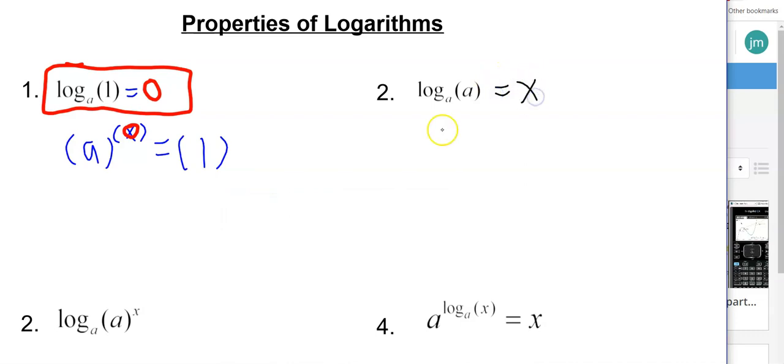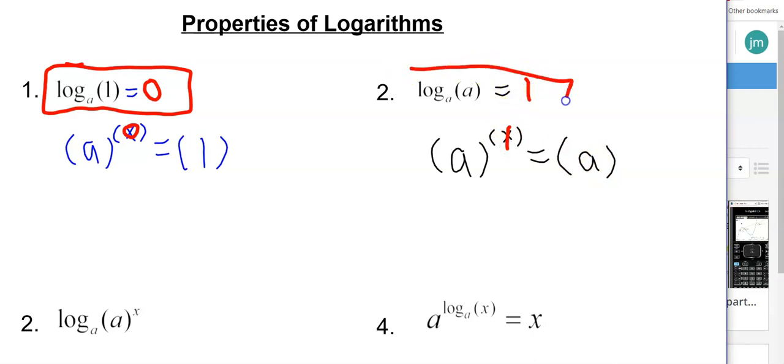Okay, let's say this is equal to x. Let's change the form to figure out this property or law. So a number to some power equals a number. A is the base, it's down low. The exponent's on the other side, so x is the exponent, and a is the other number. So what number would I plug in there to make this work? A to the what power would equal a? Well, a to the first power would equal that. So the property here is if the base and the number there match, so log base 3 of 3, log base 4 of 4, log base 5 of 5, it's always going to be equal to 1. So that's the second property.